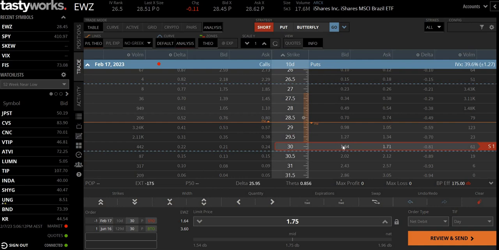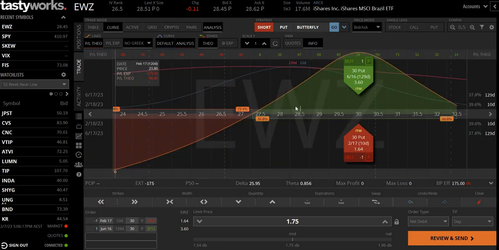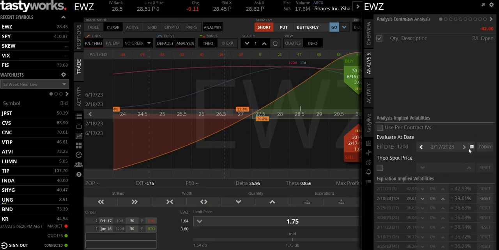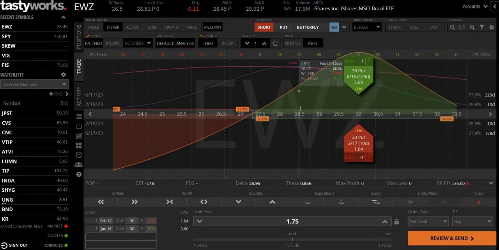So it's not much. But if we look at the analysis, then we can see that if the price remains at 28.50, then at expiration, so let's just check. I am setting this to evaluate the potential profit at expiration on the 17th of February. Then we can see that if the price remains at this level, then my theoretical or potential profit is 47.20. But if my assumption is correct and the price goes back up to $30, then I could potentially make almost $100 on this deal.